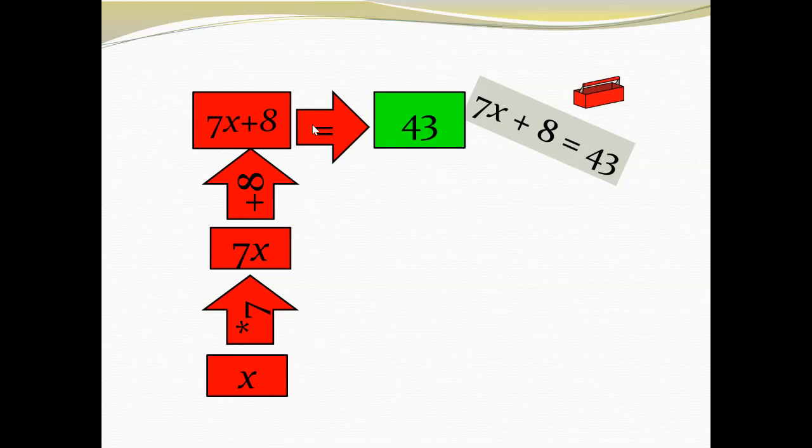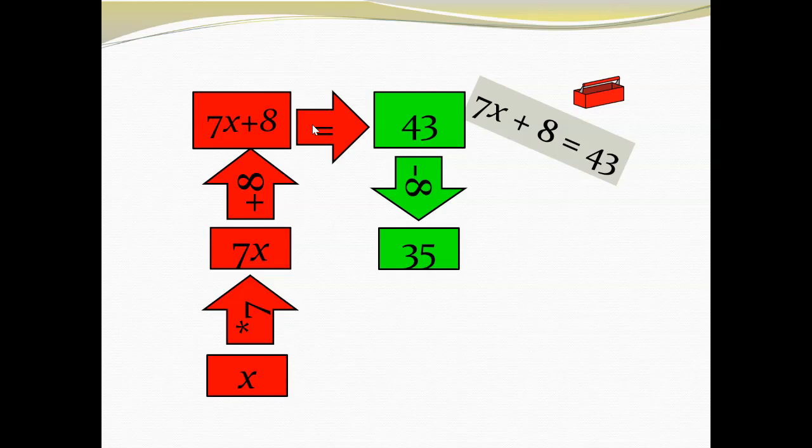Now we're going to use the inverse operations, and we're going to isolate the variable to determine what x is. First, we start by subtracting 8, and notice on the parallel sides of each other, there is add 8 and subtract 8. So those inverse operations yield us the quantity of 35.